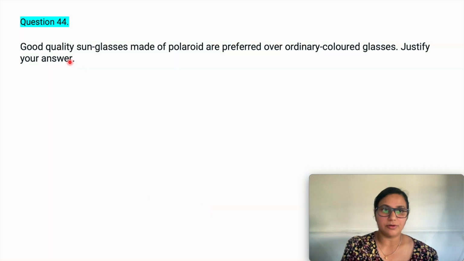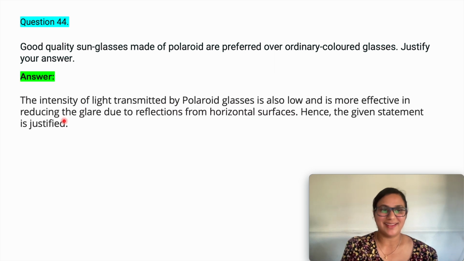Question number 44. Good quality sunglasses made of Polaroid are preferred over ordinary colored glasses. Justify your answer. Answer is, the intensity of light transmitted by Polaroid glasses is also low and is more effective in reducing the glare due to reflections from horizontal surfaces.